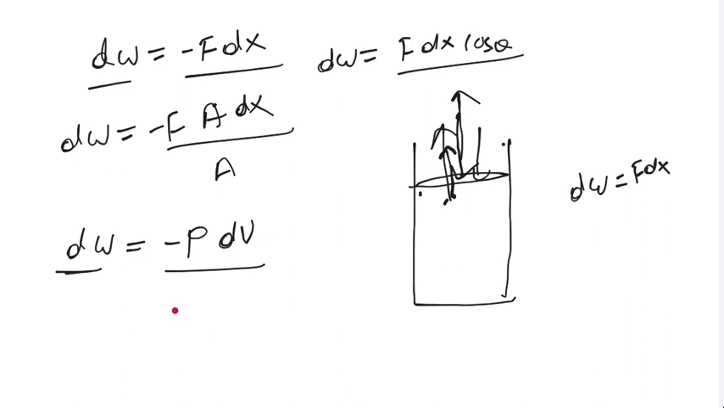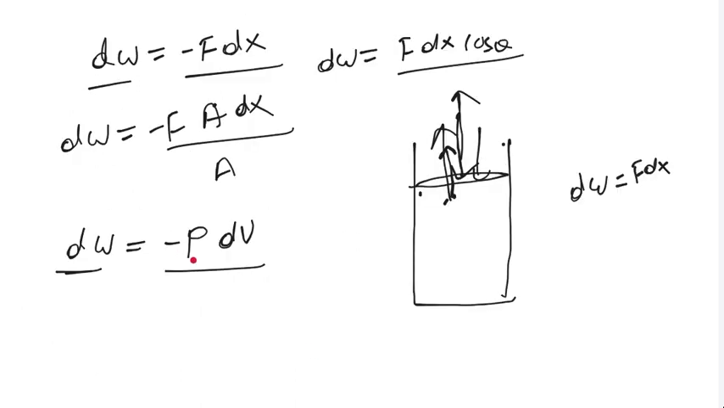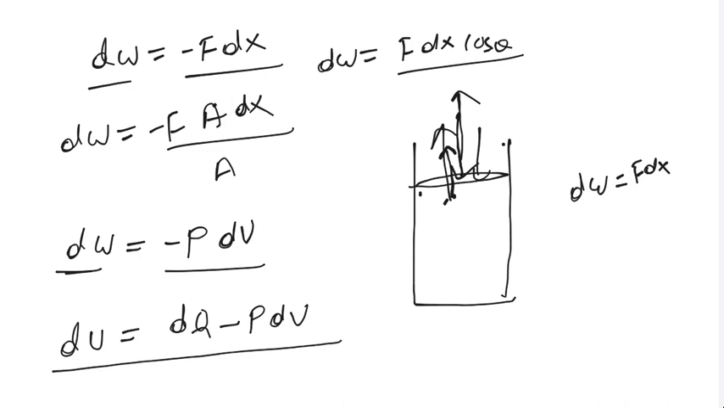So if you substitute this in the first law of thermodynamics equation, that is dU equal to dq plus dw, in place of dw we will replace minus p dv. So the first law will become dU equal to dq minus p dv. Here F is force, A is area, dx is a small change in length or displacement, and dw is the work done.